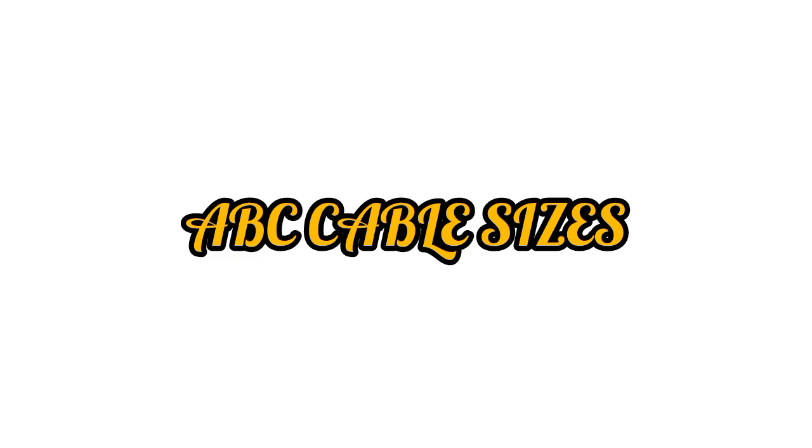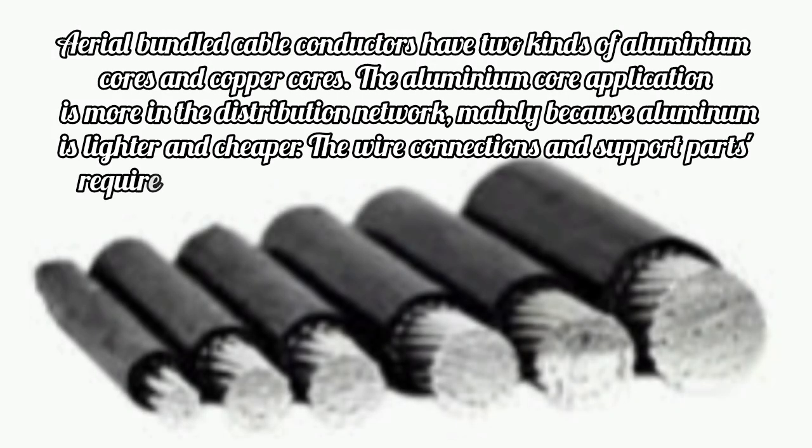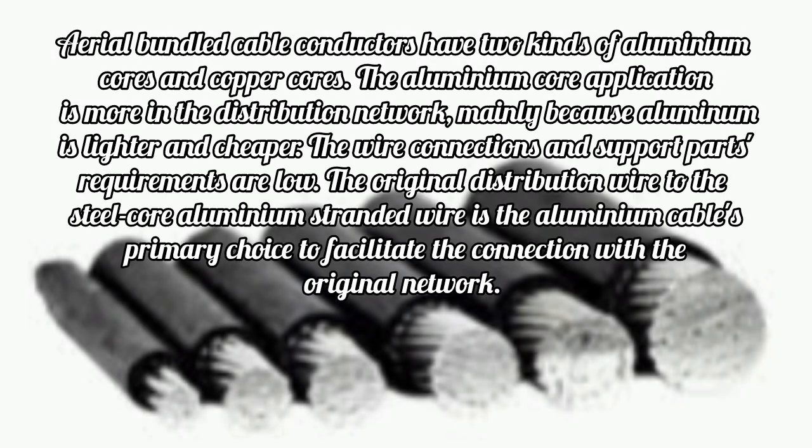ABC cable sizes. Aerial bundled cable conductors come in two kinds: aluminium cores and copper cores. The aluminium core is more commonly used in the distribution network, mainly because aluminum is lighter and cheaper. The wire connection and support part requirements are low. The original distribution wire, the steel core aluminium stranded wire, makes aluminium cable the primary choice to facilitate the connection with the original network.